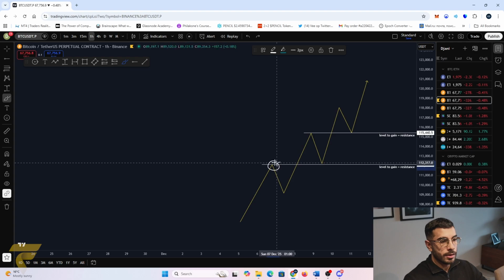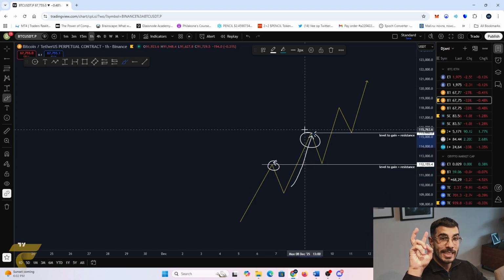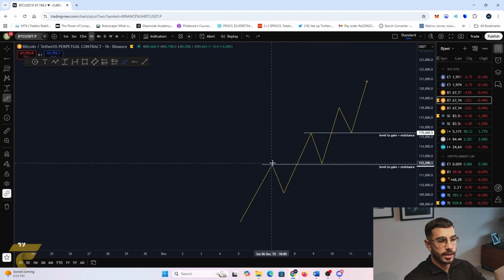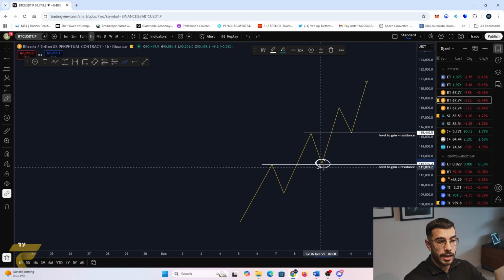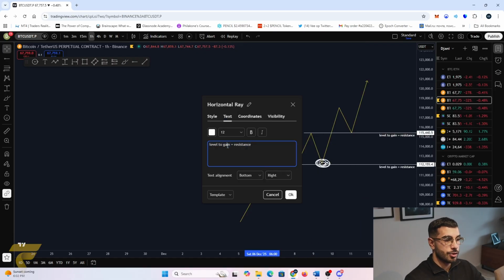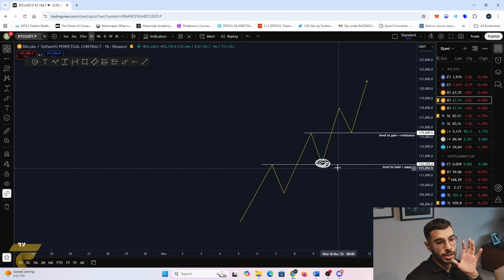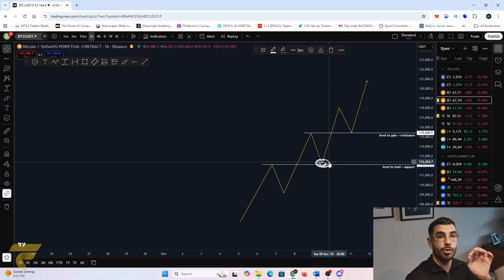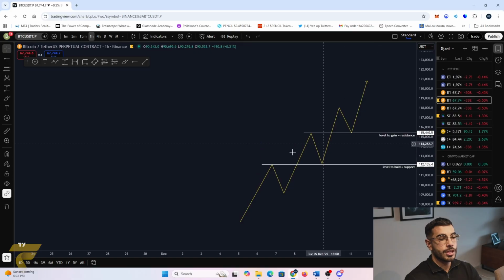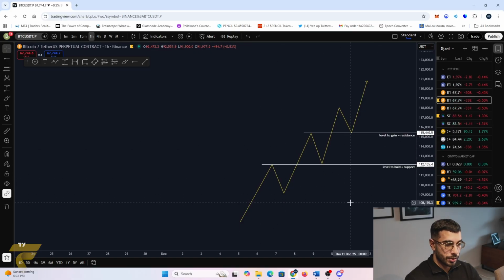So level to gain, eventually price gets above, it gains the level, and then a level to gain becomes here, if I may change this term as well, a level to hold, okay? Which is equivalent to a support level. So these are two terms that you will hear more often from now on, and this obviously is very, very important to apply.